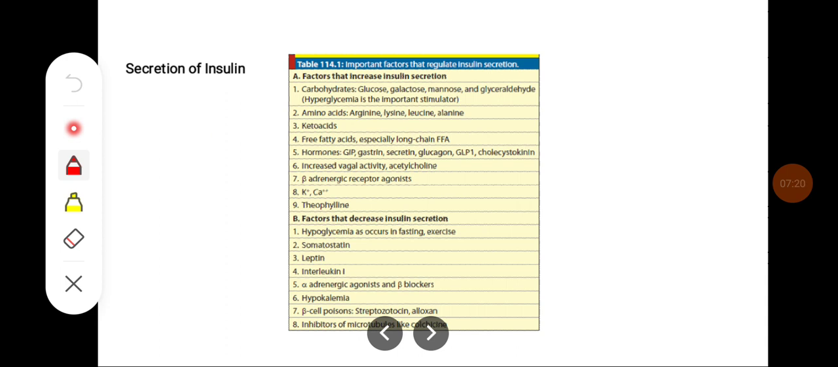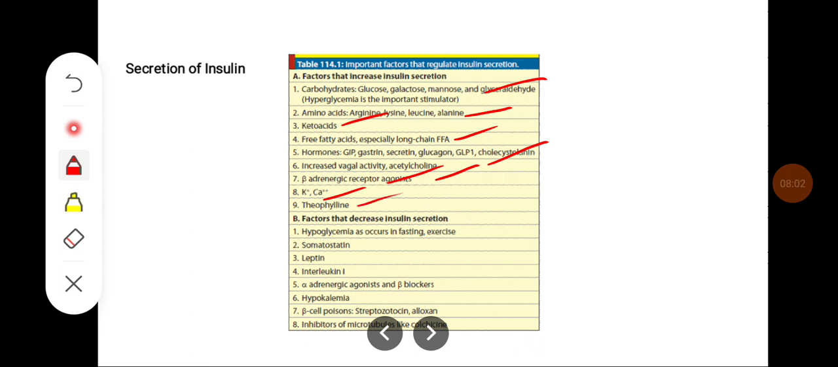These are some of the important factors that regulate insulin secretion. Factors that increase insulin secretion are carbohydrates like glucose, galactose, mannose, glyceraldehyde. Hyperglycemia is an important stimulator. Amino acids like arginine, lysine, leucine, alanine, ketoacids, free fatty acids, especially long chain free fatty acids, hormones like GIP, gastrin, secretin, glucagon, GLP-1, cholecystokinin, increased vagal activity like acetylcholine, beta adrenergic receptor agonist, potassium and calcium, theophylline.